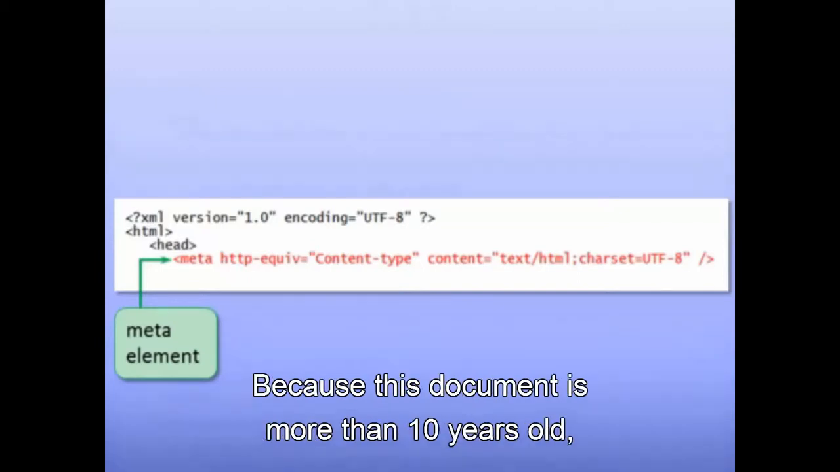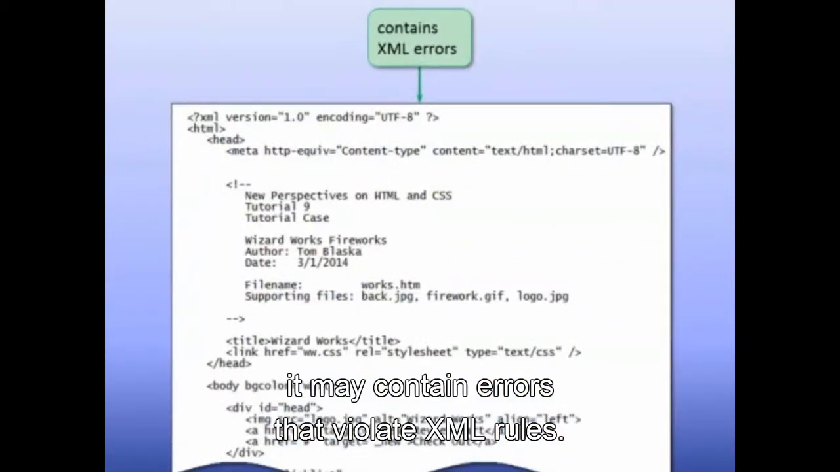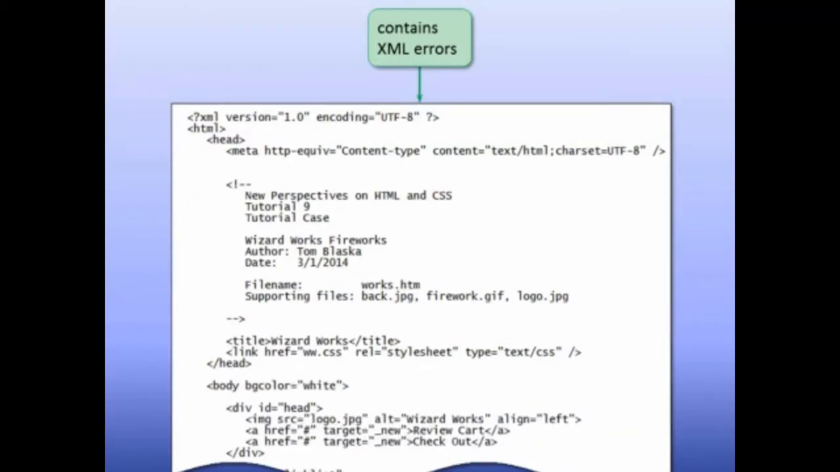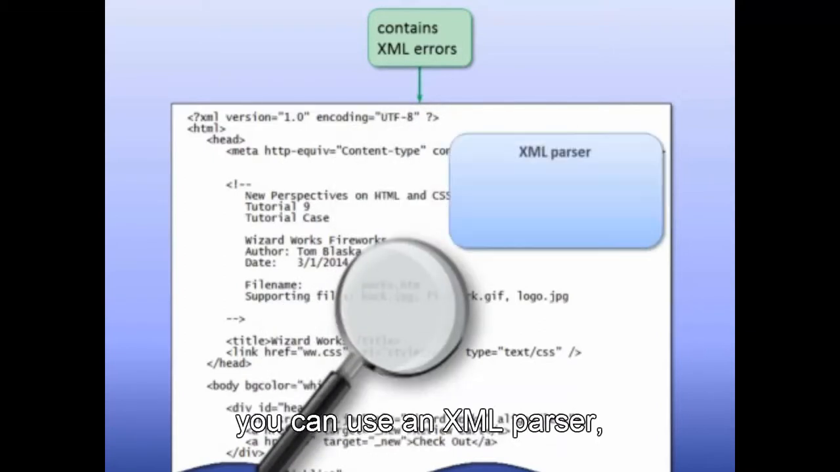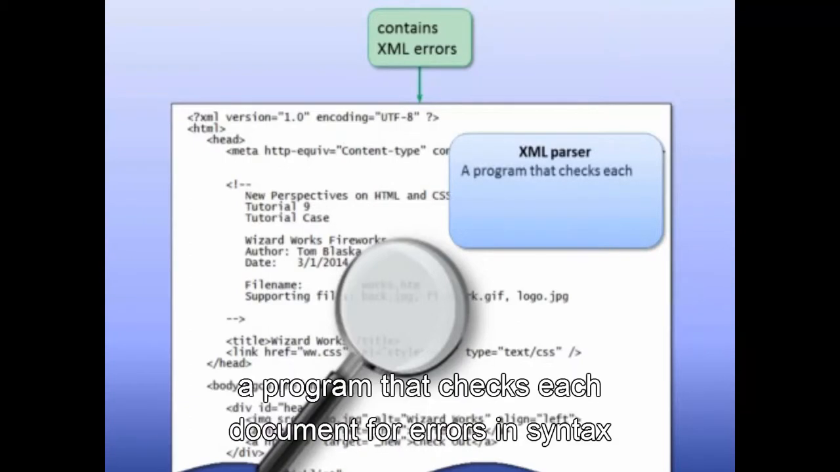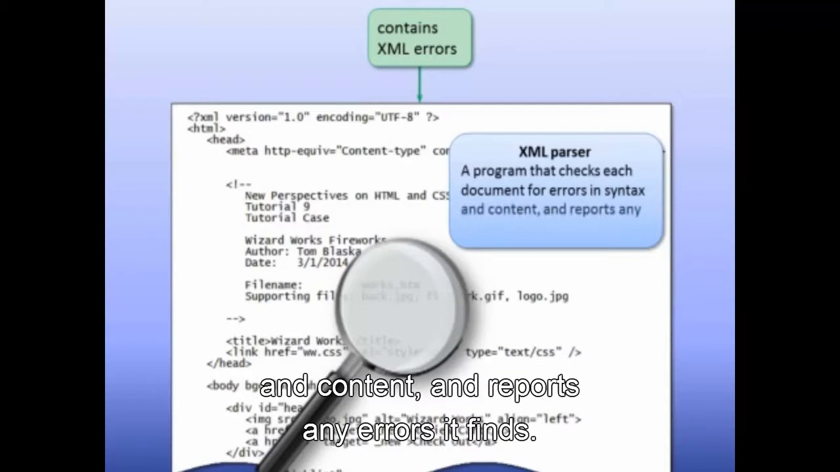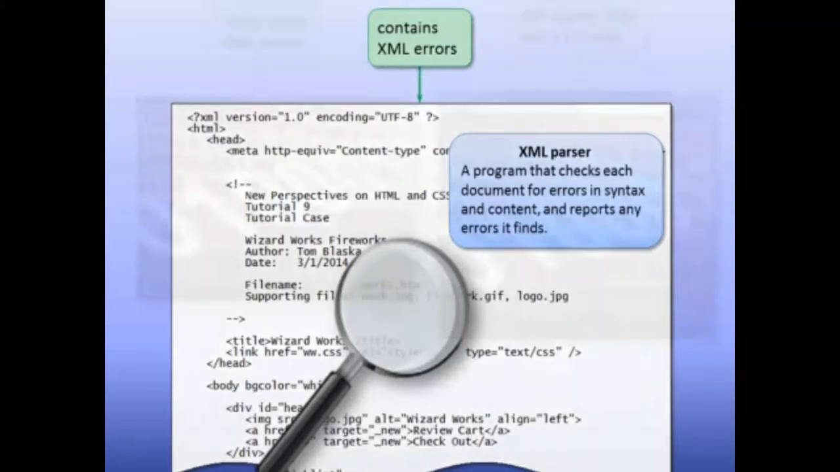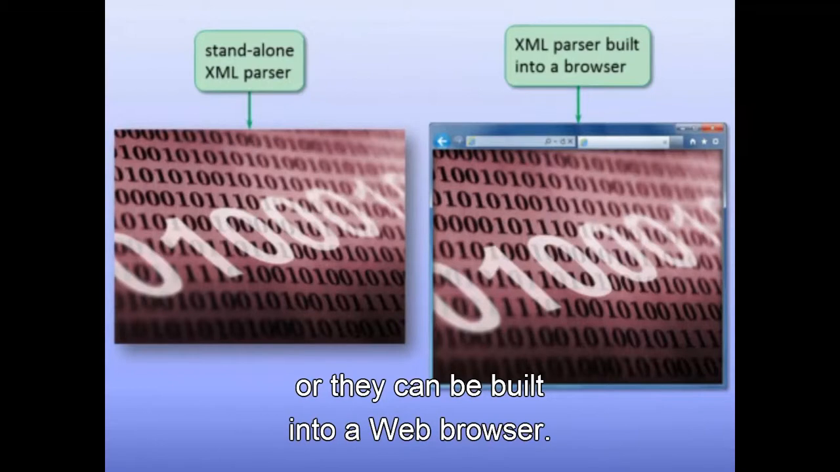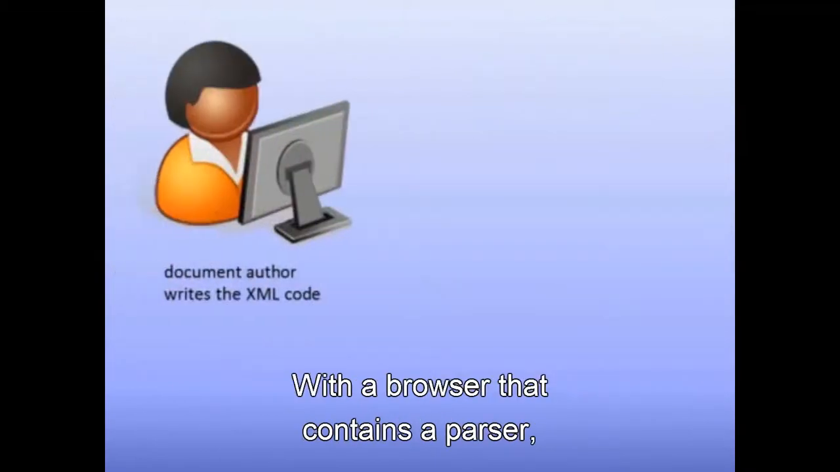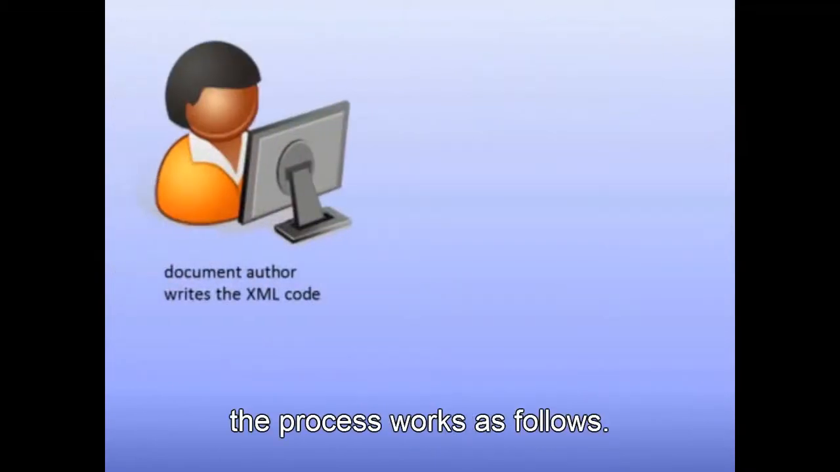Because this document is more than 10 years old, it may contain errors that violate XML rules. Rather than search for these errors manually, you can use an XML parser, a program that checks each document for errors in syntax and content and reports any errors it finds. Parsers can be standalone programs, or they can be built into a web browser. With a browser that contains a parser, the process works as follows.